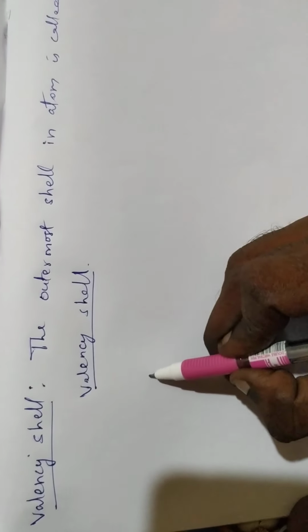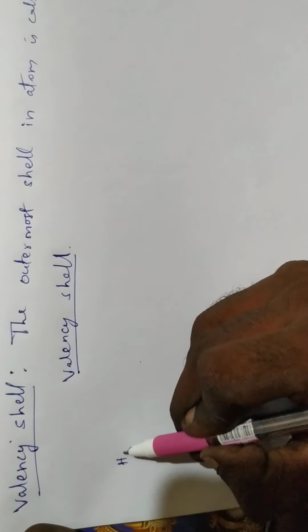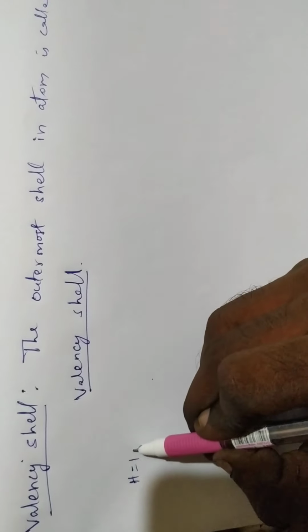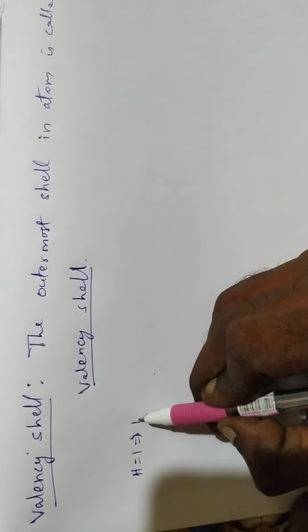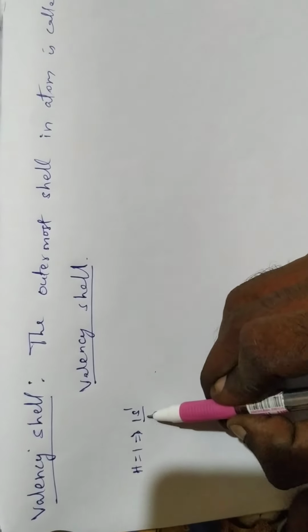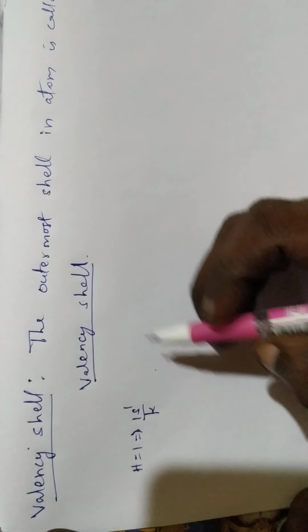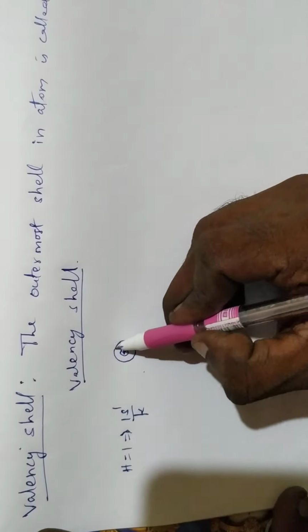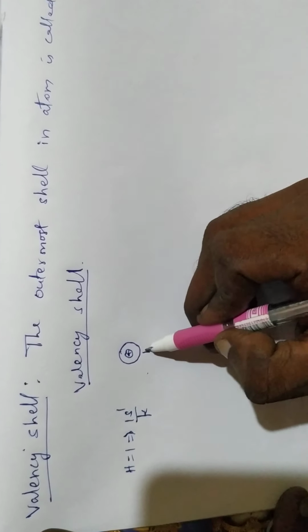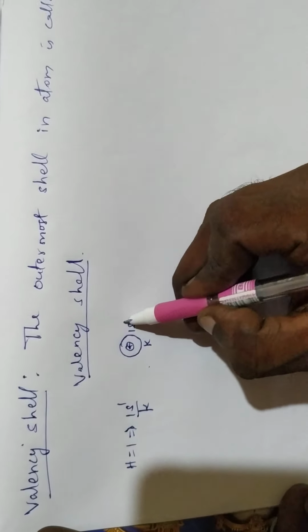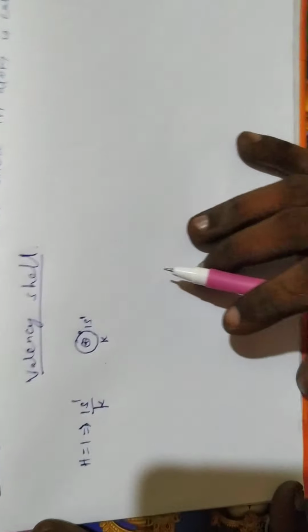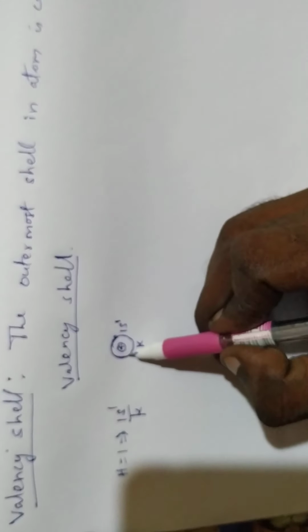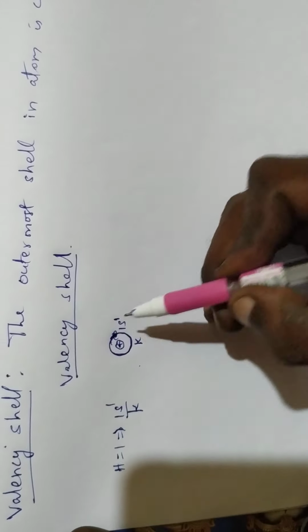Okay, for example, hydrogen. Its atomic number is 1. Electron configuration is 1s1, K shell. This is the nucleus of hydrogen. This is the K shell, 1s1 electron configuration. This is 1 electron. This is the valence shell of hydrogen.